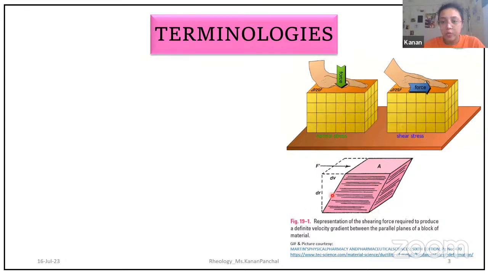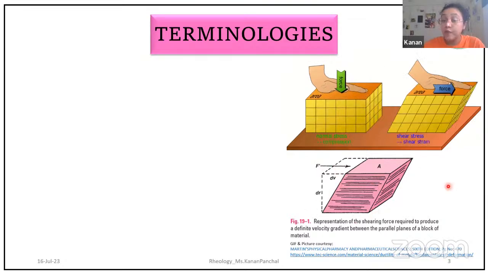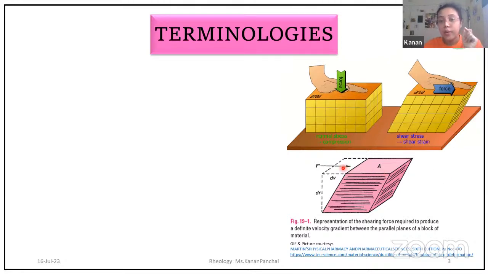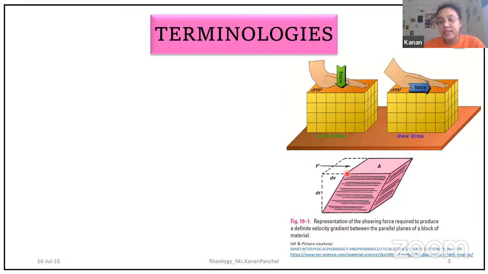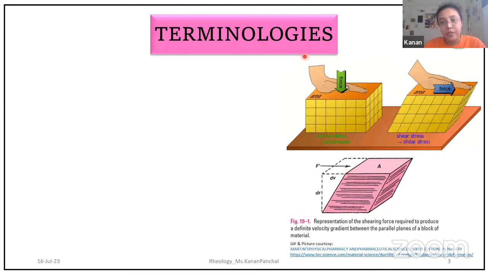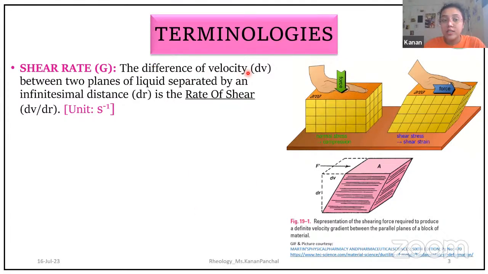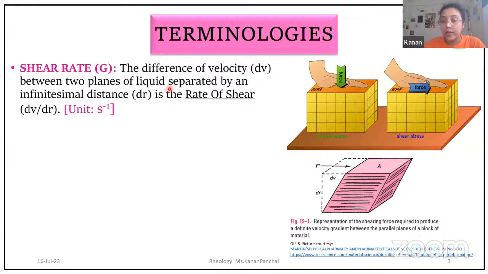It initially was a cube, but when you're applying this tangential force, now I will call it stress. When you're applying shear stress to it, it's coming into a rhombus form. All right, so let us try and understand the different terminologies by this representation here. The difference of velocity between the two planes of liquid.